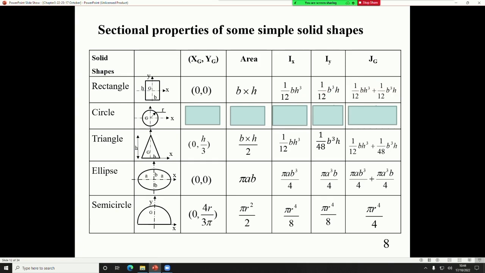For a circular section, this is the position of the centroid, area, and second moment of area. Both of them are the same, and J is the summation of these two. We don't do any analysis on triangular, elliptical or semicircular solid sections. We will do a lot of analysis on the same sections when they are thin-walled. So this is just for solid sections.